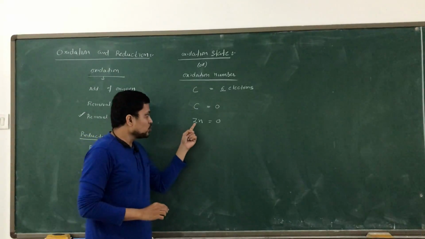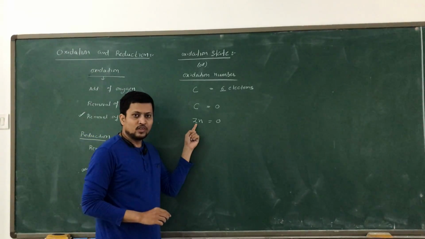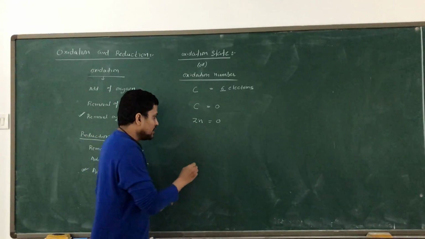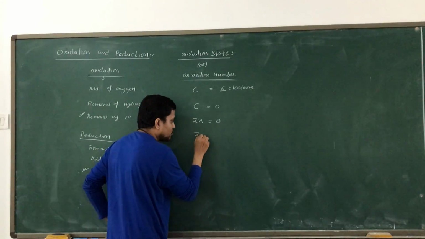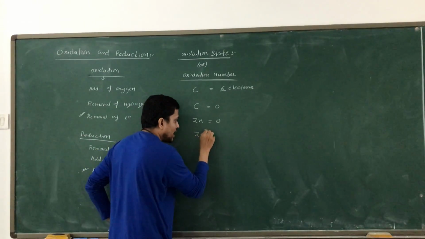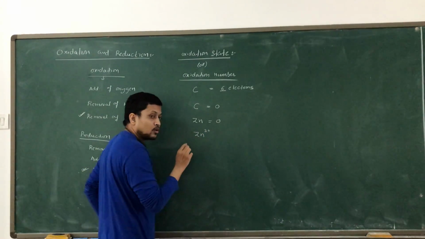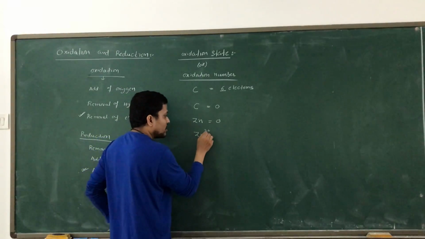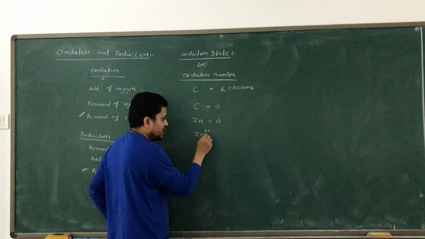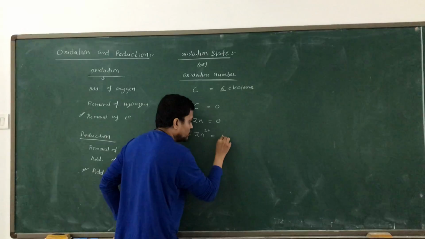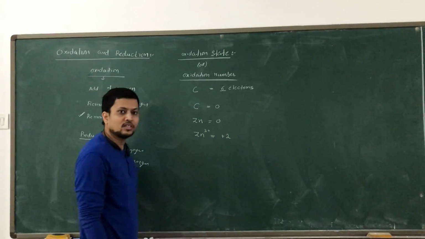Suppose I am removing 2 electrons from the zinc. Then what does zinc become? After removing 2 electrons, I add a charge on the zinc, 2 plus. After removing 2 electrons, how many electrons remain in the zinc? That is 28. Now the oxidation state is going to be plus 2 on the zinc.